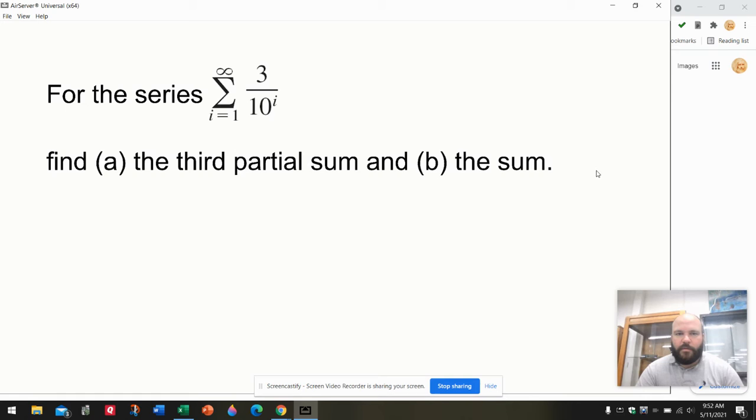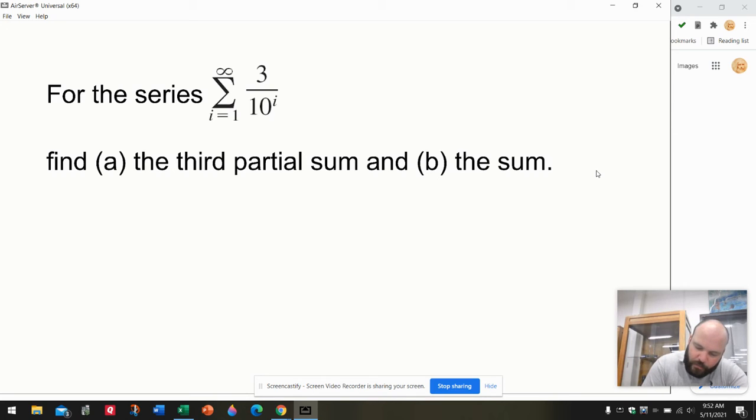So you can see right here for the first example, it says for the series sigma i equals 1 to infinity, 3 over 10 to the ith power, they want you to find the third partial sum and then the full sum. Now, the third partial sum, when you hear this word, what they want you to do is to find the first three terms of this series and then just add those up. So the way we would do that is we would start with our index here. The index is 1. And since the index starts with 1, we would put in 1 and get a number, put in 2 and get a number, put in 3 and get a number, and then add those three numbers up. So we'll go ahead and do that.